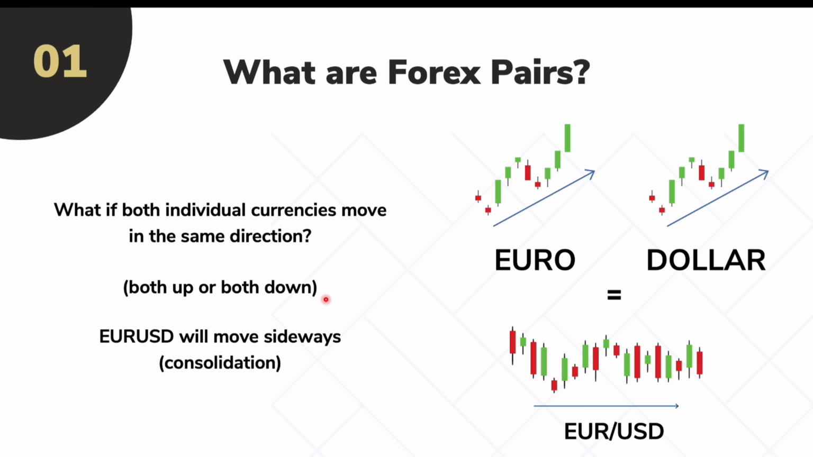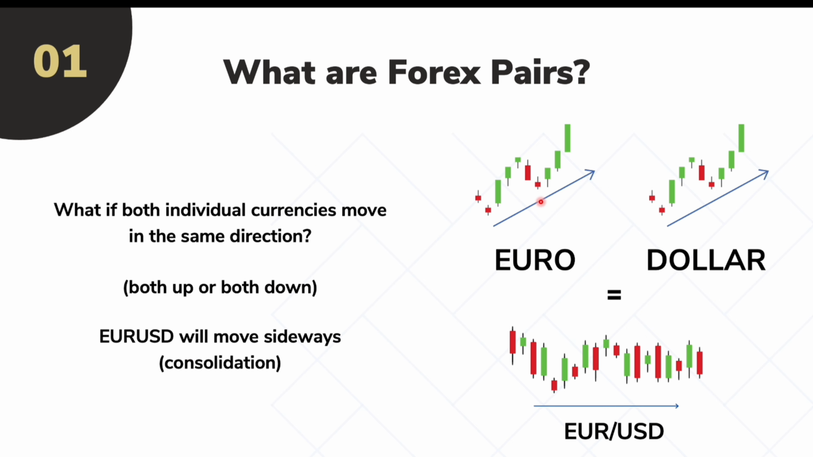But what if you have a situation where both euro and dollar go the same way? So both up or both down. Then euro dollar will be in a consolidation. That means it's going to trade sideways. It doesn't do anything. In these kinds of scenarios, you don't want to trade because there's not much money to be made. Most of the money is made in those big expansion moves up or down.